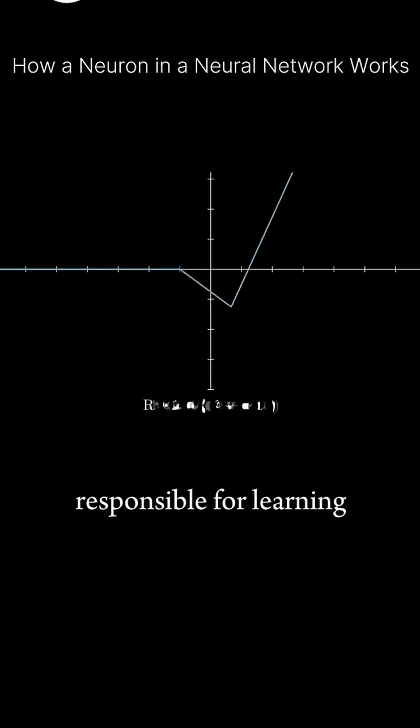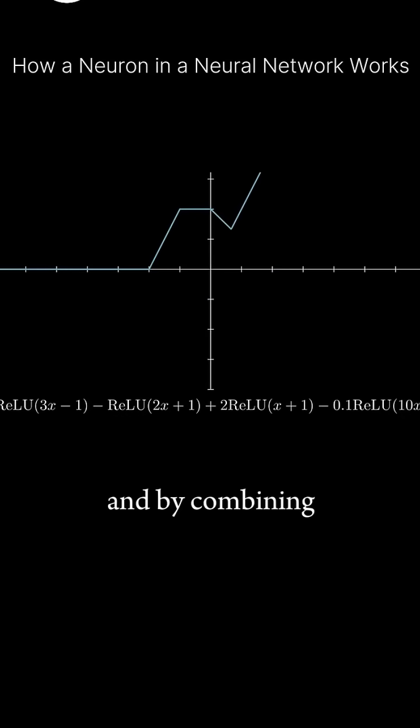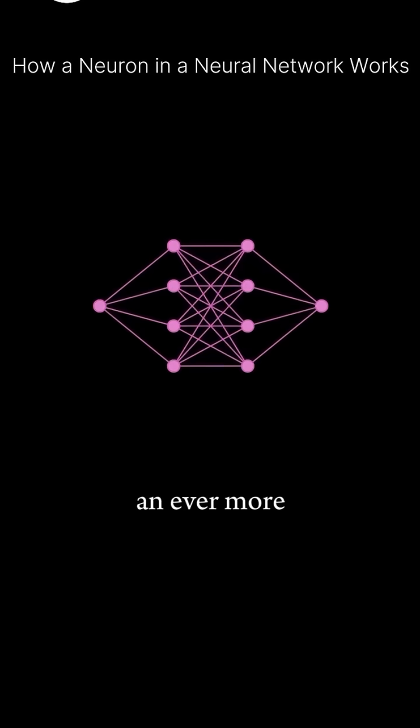Each neuron is responsible for learning its own little piece or feature of the overall function, and by combining many neurons we can build an ever more intricate function.